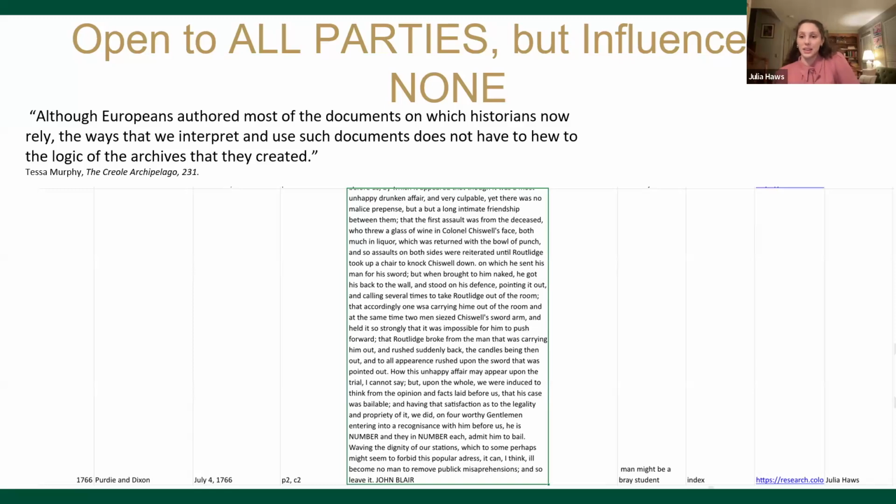And I should say, if you're not familiar with the Gazette, it's not really one newspaper. It's more that every newspaper in 18th century Virginia is called the Gazette. So you really have many different newspapers operating under the same name at the same time.